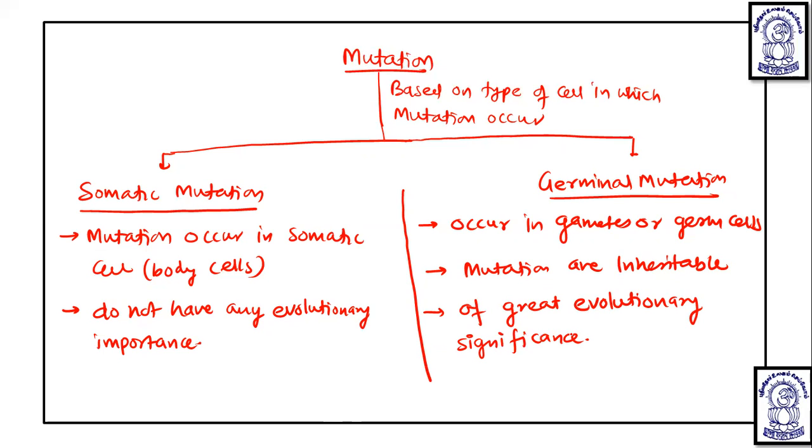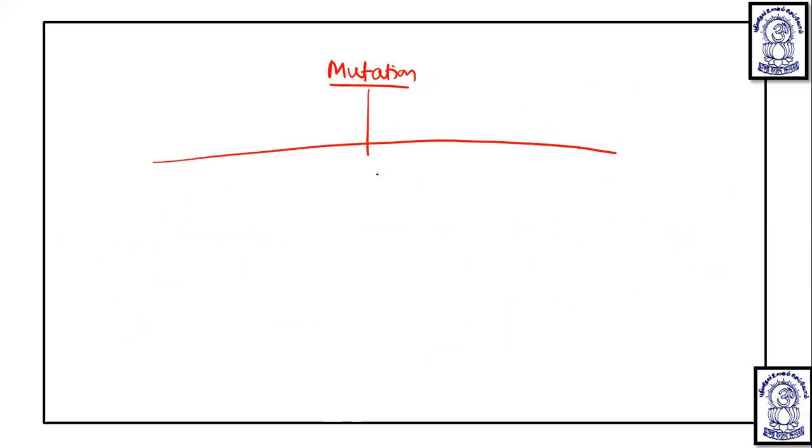If the mutation is dominant, it is expressed in the next generation, and if recessive, the genotype expression remains suppressed. But this mutation will express in the next generation as well, and it can be inherited. So this is the basis where which type of cells are involved. Apart from this, mutations are of two types based on different ways.